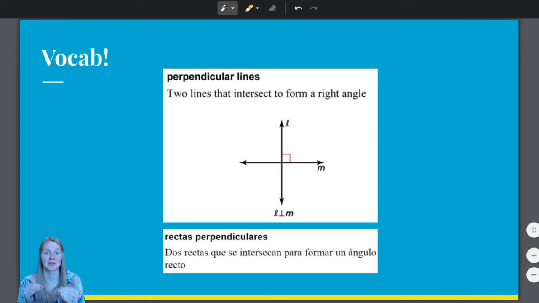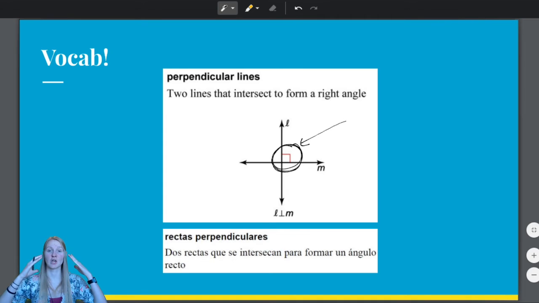So we're going to talk about the perpendicular piece now. Perpendicular lines are two lines that intersect to form a right angle. And that's what that symbol is right there. That red box in the corner says, this is a right angle. Okay. Now, if you're like, a right angle, what is that?